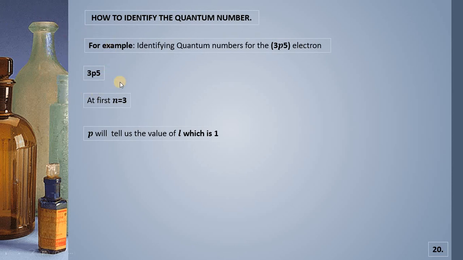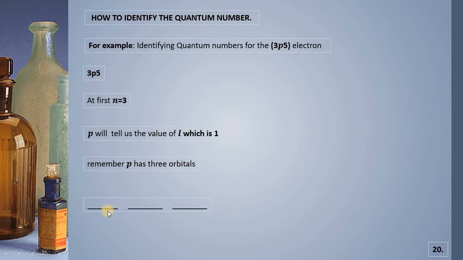Sorry, I think I'm making a mistake. When we have s, L will be 0. When we have p, L will be 1. When we have d, L will be 2. When we have f, L will be 3. I think I explained that in slide 10 as well. So remember that p has 3 orbitals.